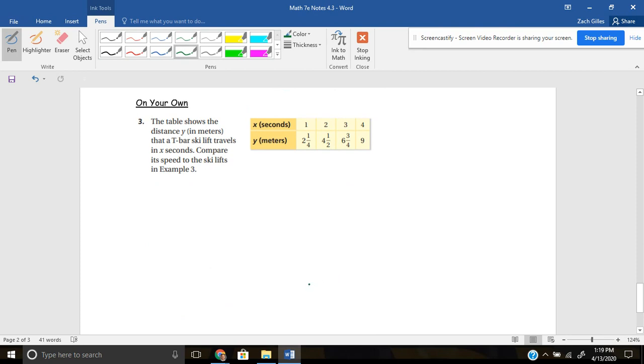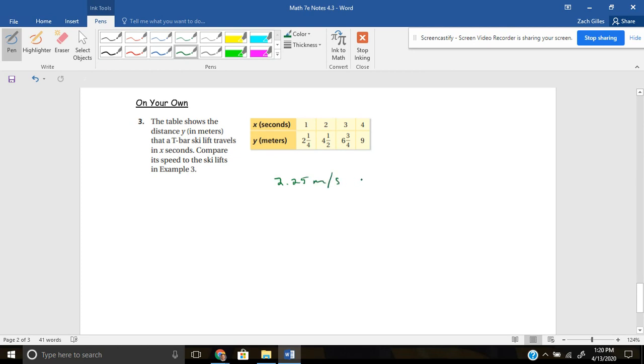All right, please pause now to finish the last one on your own and come back to see if you got it correct. It says the table shows the distance y in meters that a T-bar ski lift travels in x seconds. Compare its speed to the ski lifts in example 3. Okay, so it goes 2.25 meters per second.